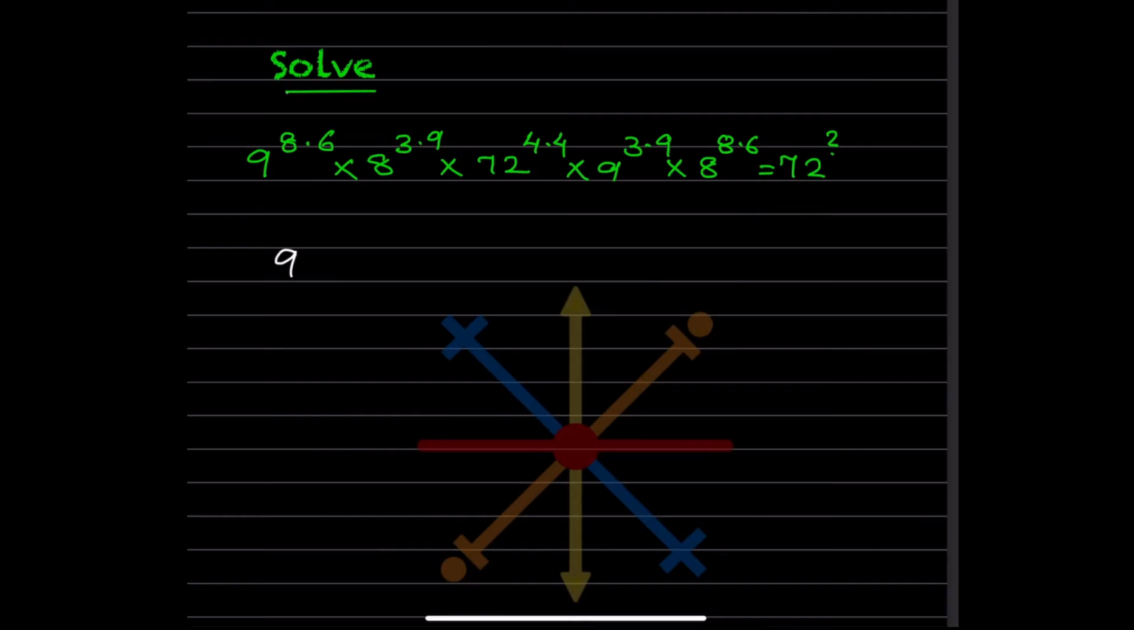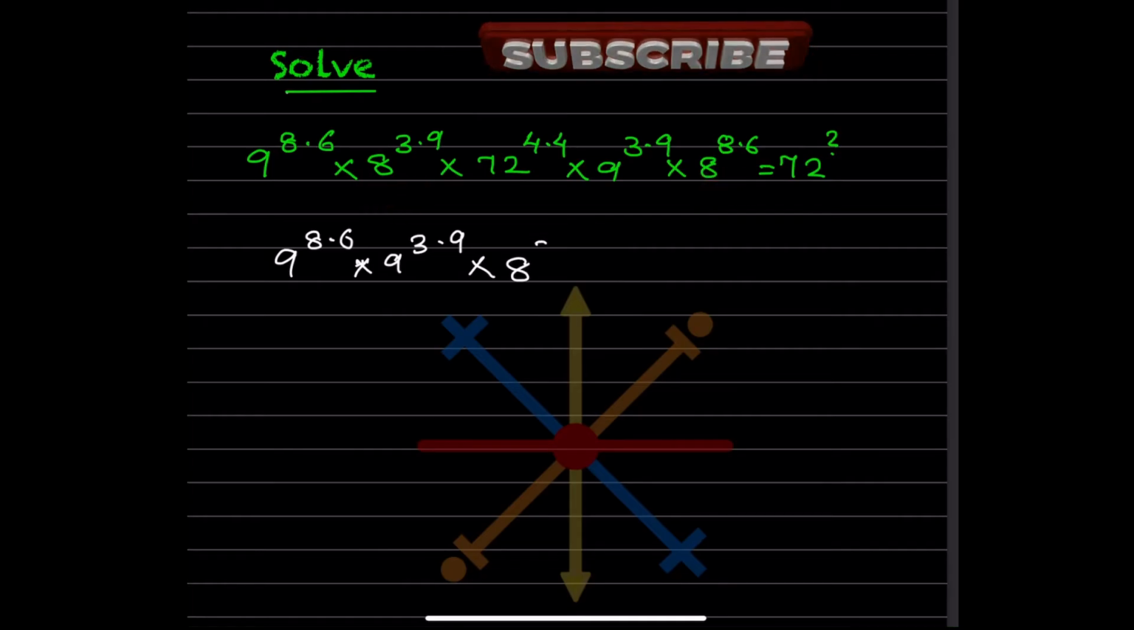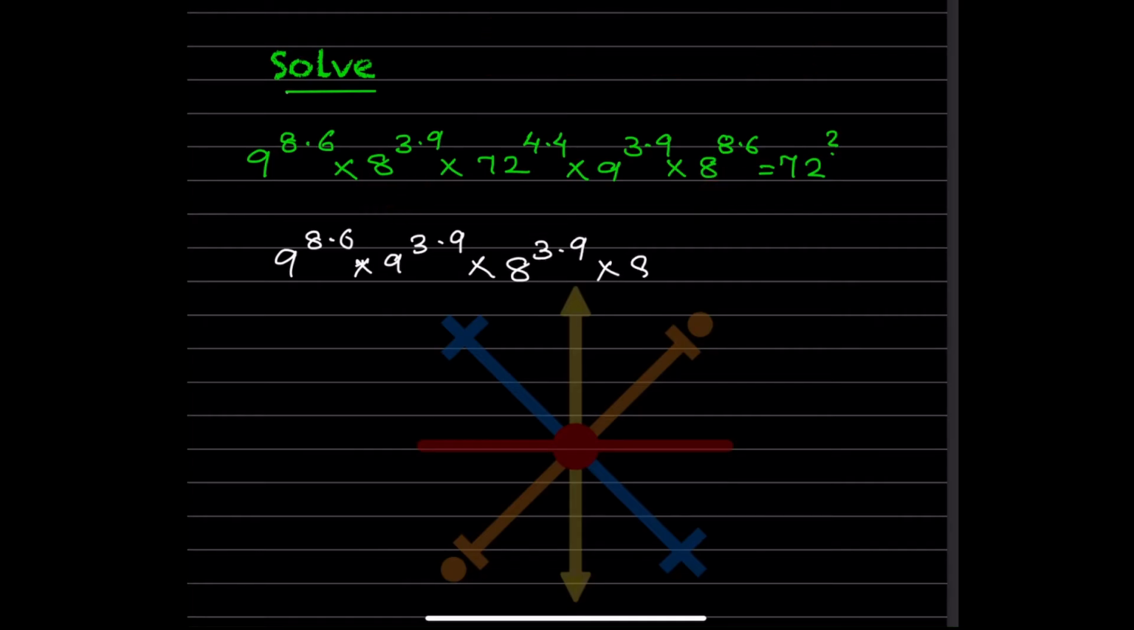9, 8.6. Again where you can see 9, you can see over here. So that is going to be multiplied by 9, 3.9. First we'll bring it together. Then this 8 and 8. And this will keep at the side.